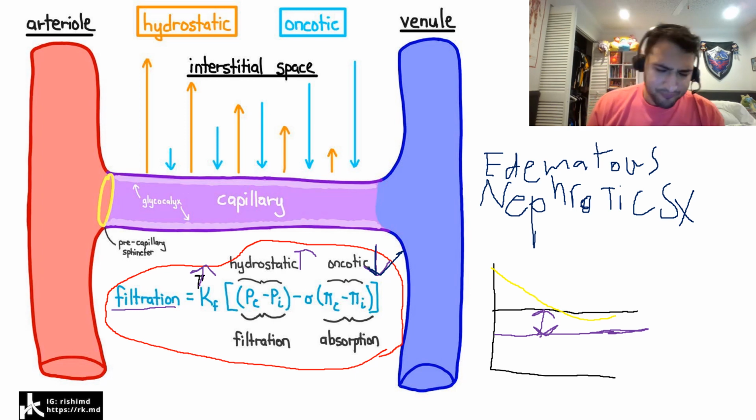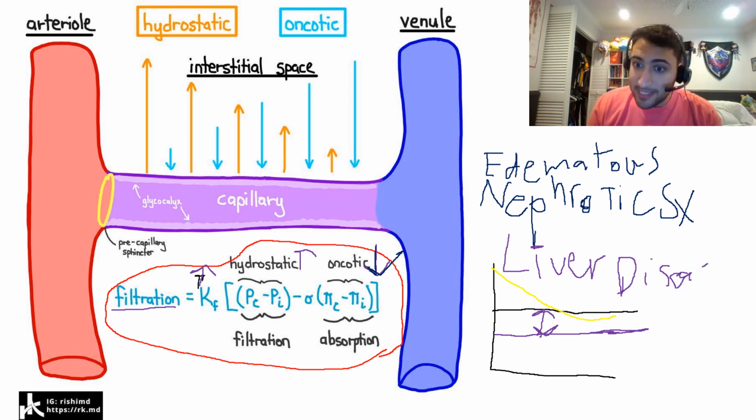In liver disease, you actually make less albumin because the liver makes the albumin. So if the liver is diseased, you don't have as much albumin, and it's the same idea. The new line is down here, and now hydrostatic pressure is significantly higher than the oncotic pressure, resulting in more fluid extravasation into the interstitial space, and you can get portal hypertension, and that's its own topic that I'm not going to go into.